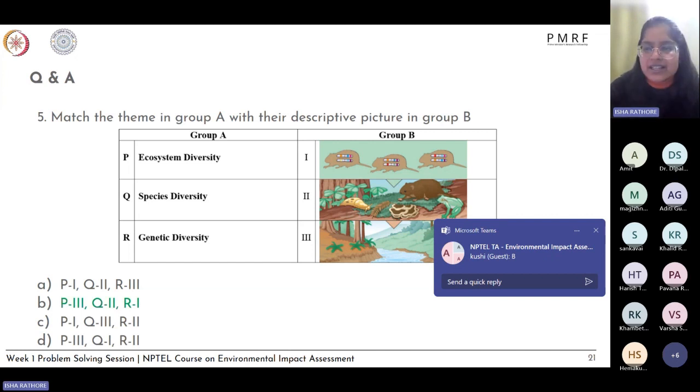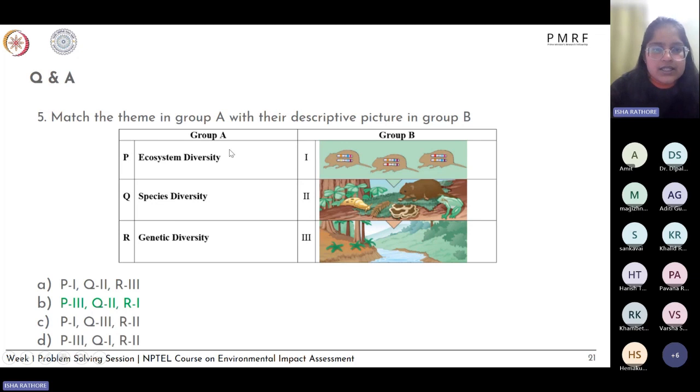So you see ecosystem diversity. Ecosystem diversity you can see in figure 3. You can see this forest ecosystem meeting the river ecosystem, which is again connected to a grassland ecosystem. So this image has 3 ecosystems being shown in the same image. So ecosystem diversity is being conveyed by image 3. So P matches with 3.